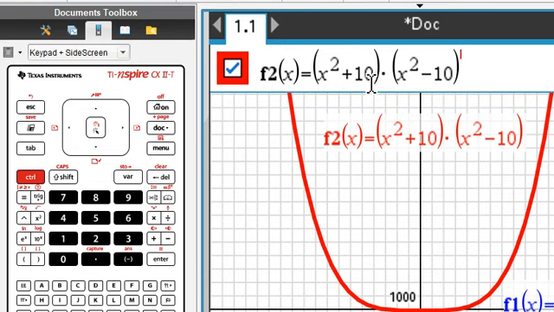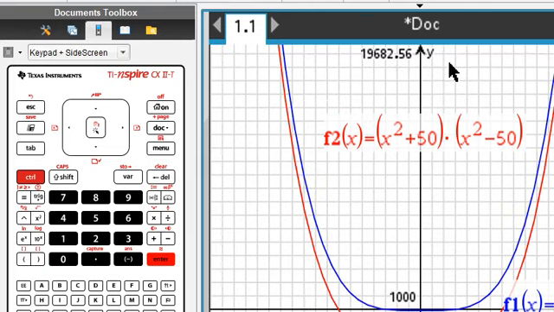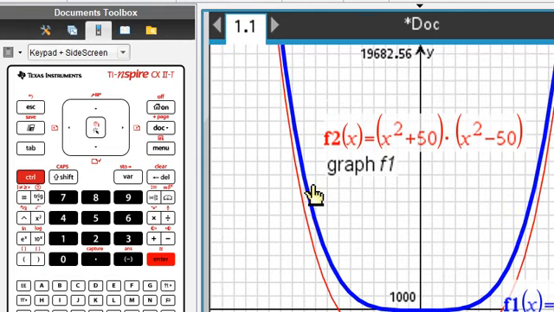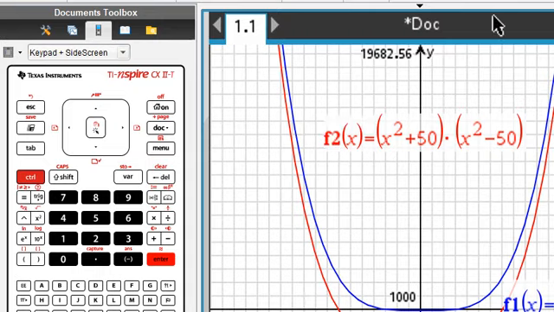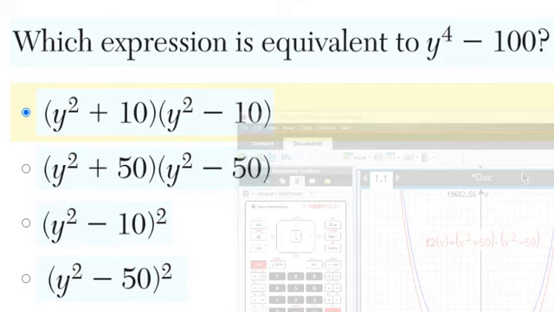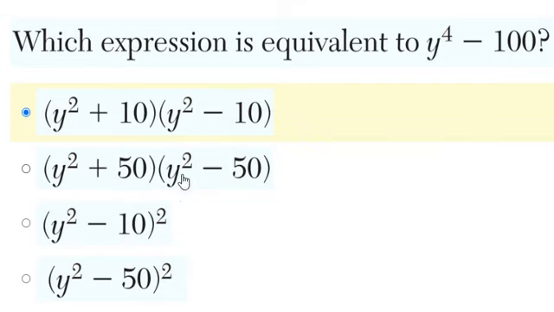Now, notice any other number I put in there, like those 250s, if I had to try all 4 answers, would give me something totally different. These two graphs are nowhere near the same, so I know that either one of those would be a wrong answer. And that's how I verify using my graphing calculator that the first choice is the correct choice.